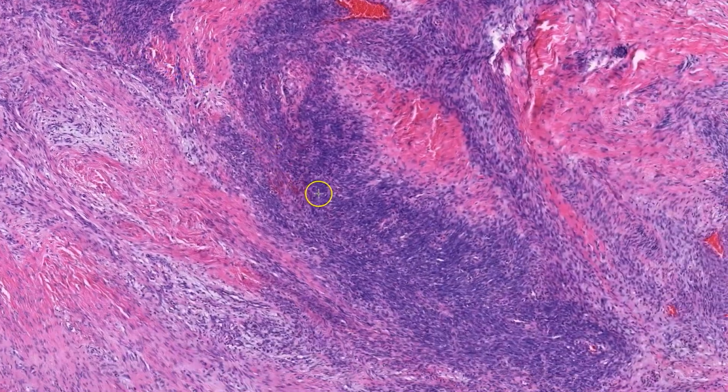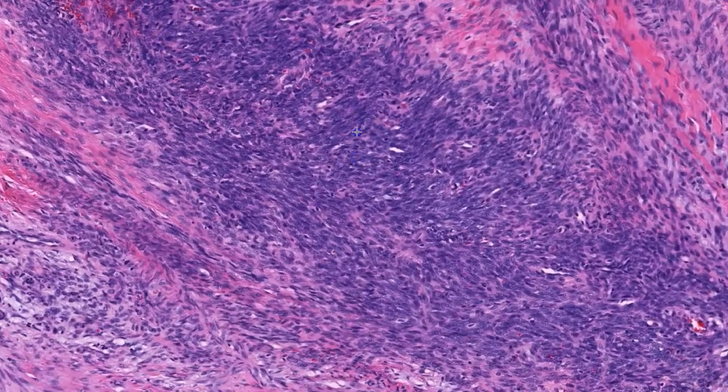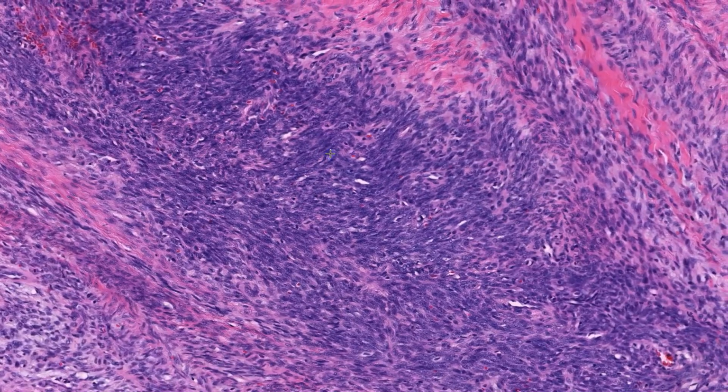The nodules themselves are composed of tight, hypercellular fascicles of uniform, plump spindled cells. Although the cells themselves are not particularly atypical, the marked hypercellularity along with mitotic activity is concerning. This is an example of a synovial sarcoma, a high-grade translocation-associated sarcoma that classically occurs in young adults in the deep soft tissue of the extremities, often near the joints, with the knee being the most common site.